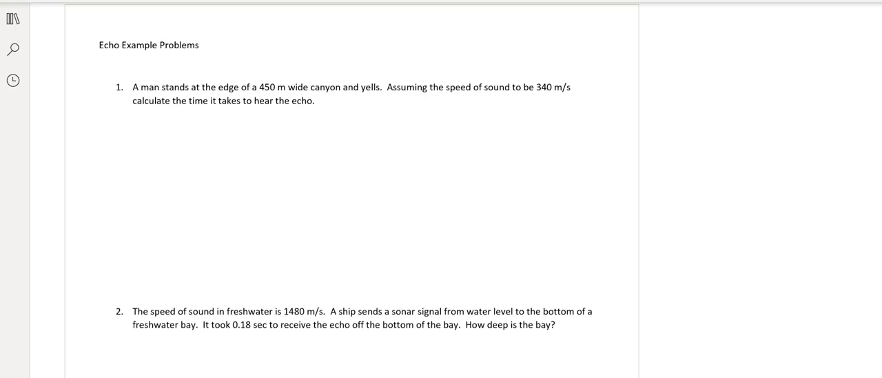Hello, today I'm going to show you how to do some echo type problems, and they're using sound as it bounces off and comes back. A couple things you need to know in order to do this.